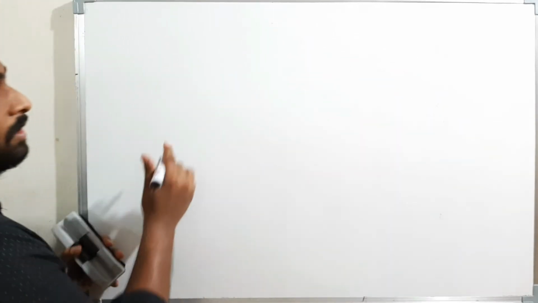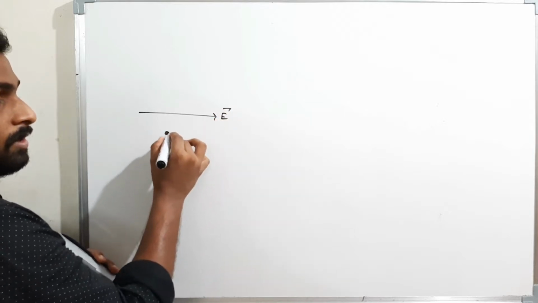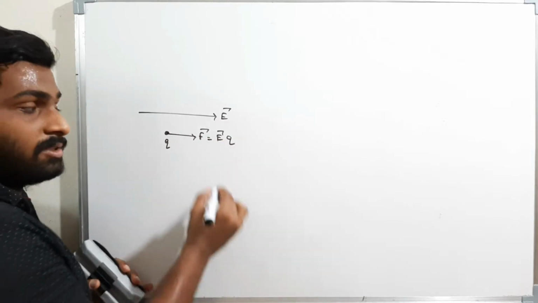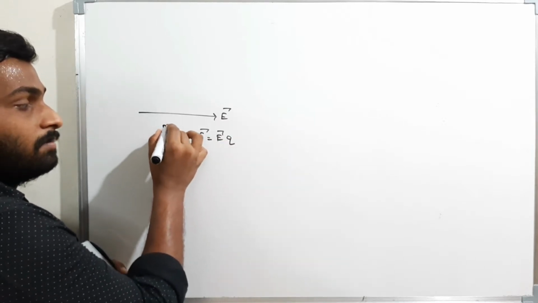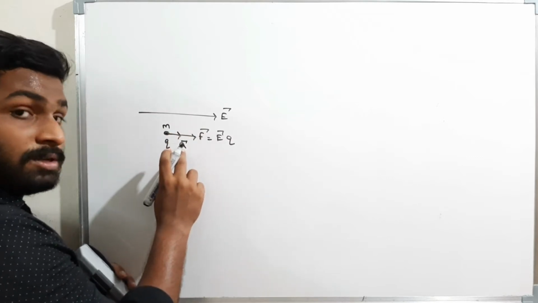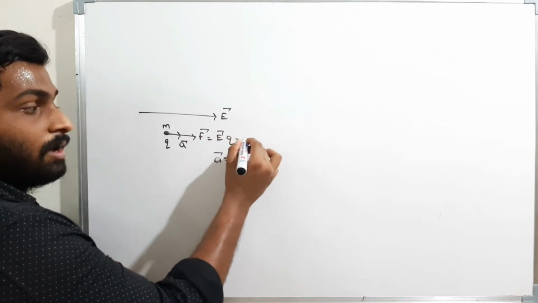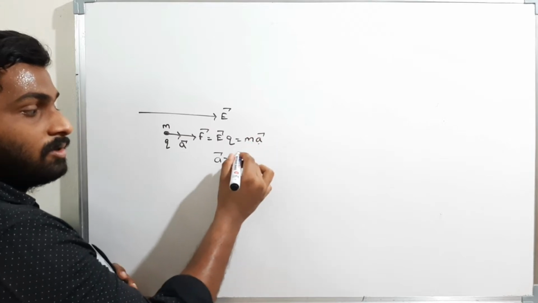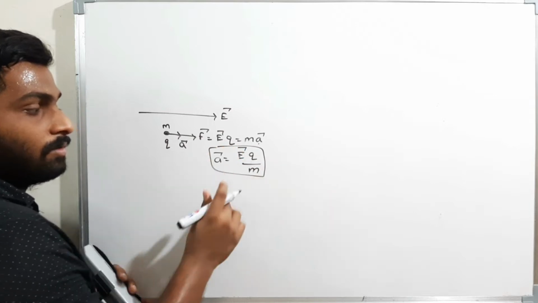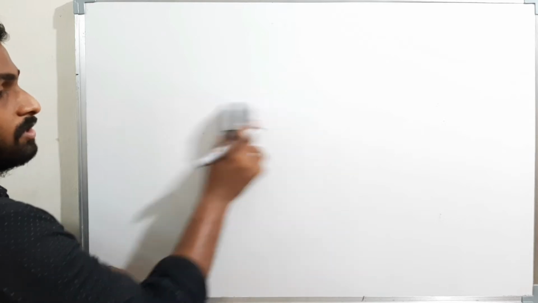Please remember that if this is the electric field and this is the charge Q, then the force experienced is E bar into Q. And what is the acceleration experienced? This is having some mass m. This will start to move with an acceleration. If there is some force, that means there is some acceleration. F is equal to mass into acceleration. Therefore A bar is equal to E bar into Q by m. That is the acceleration formula, the force formula.